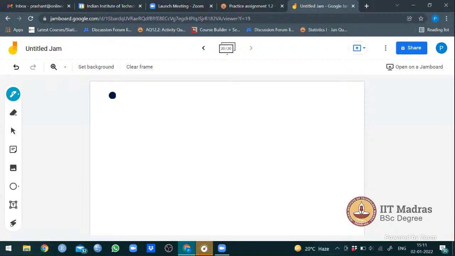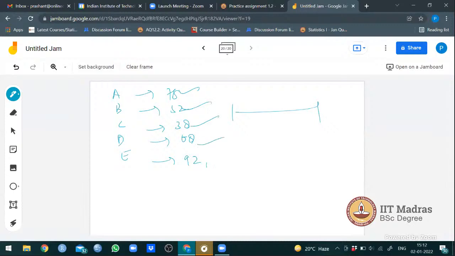Suppose you have 5 students, A, B, C, D, and E, and one scored 75 marks, another scored 52, another 38, another 60, and another scored 92. So you can count, and it can take distinct values on the real number line. Okay, so this will be discrete. But what if there is a decimal also? No, don't go with the decimal.